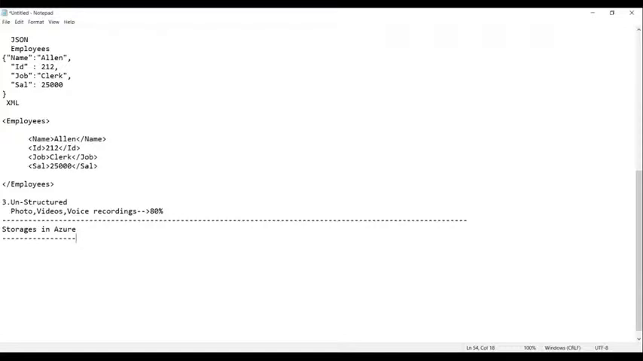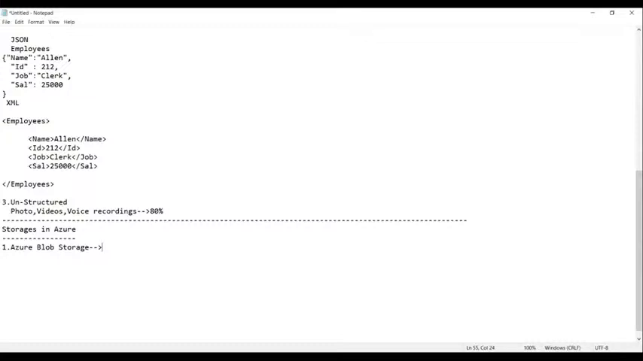The first and foremost one is called what? Azure Blob Storage. Everyone, the Azure Blob Storage can store videos. Yes, it can store any kind of data.